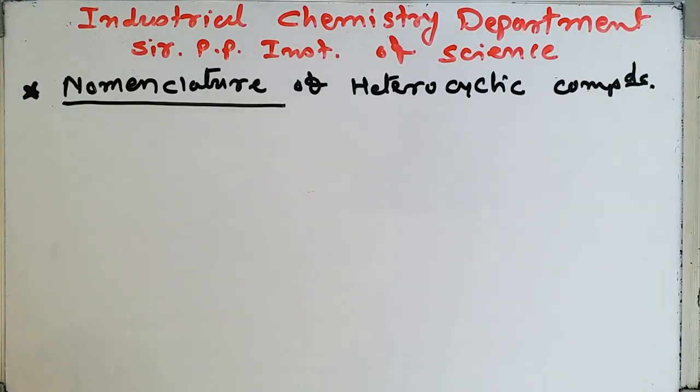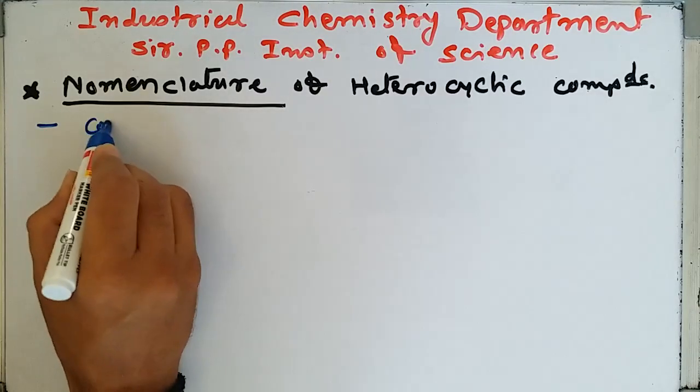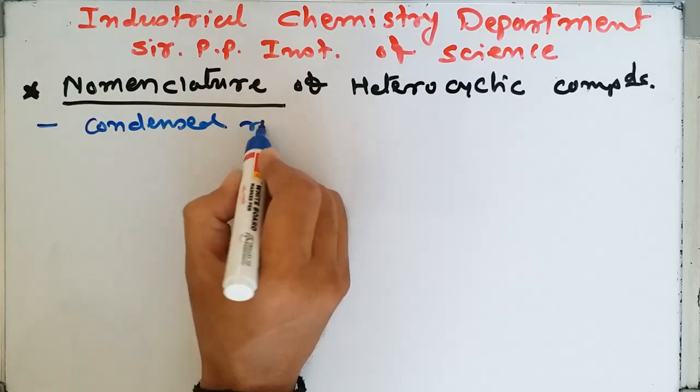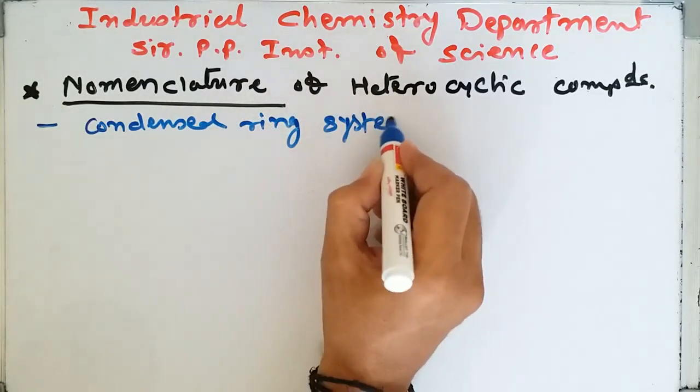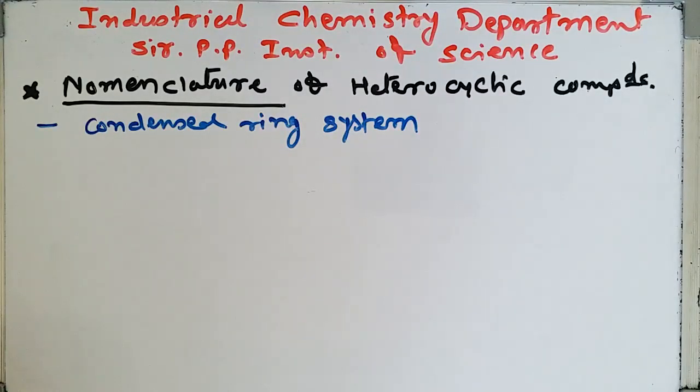Now we see the condensed ring system. We see rules for the condensed ring system. The condensed ring system is named by indicating the number of carbon atoms with which the heterocyclic ring is fused.